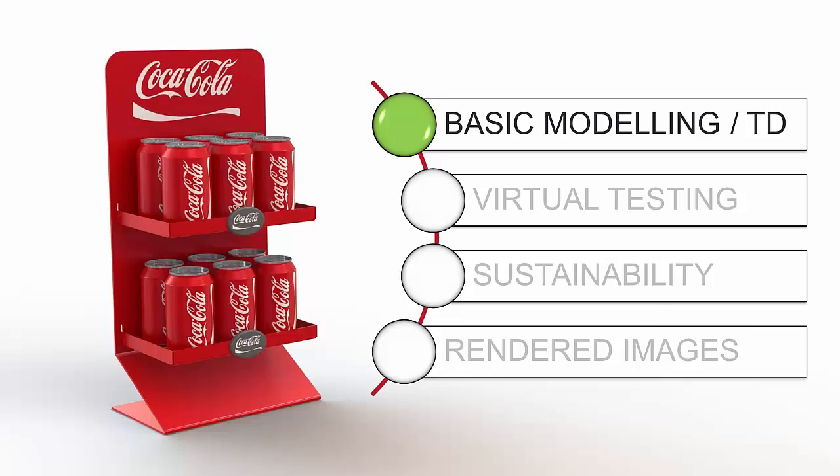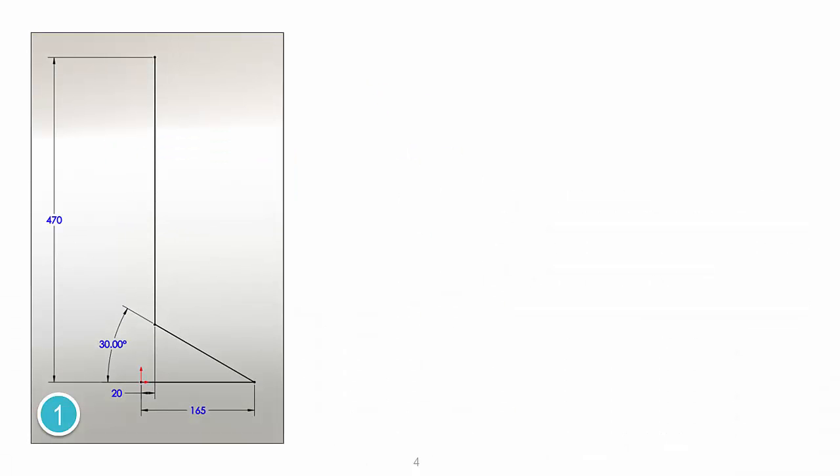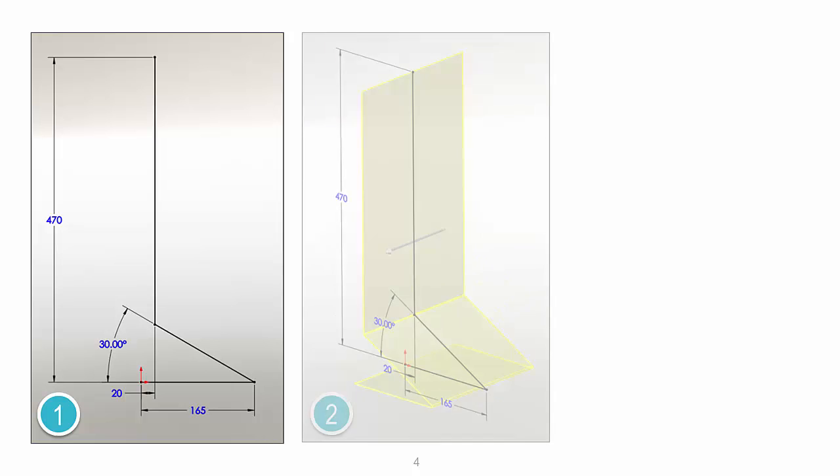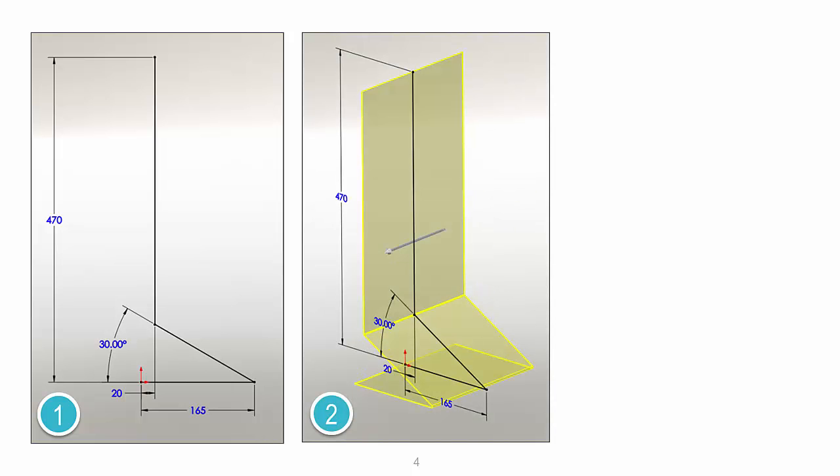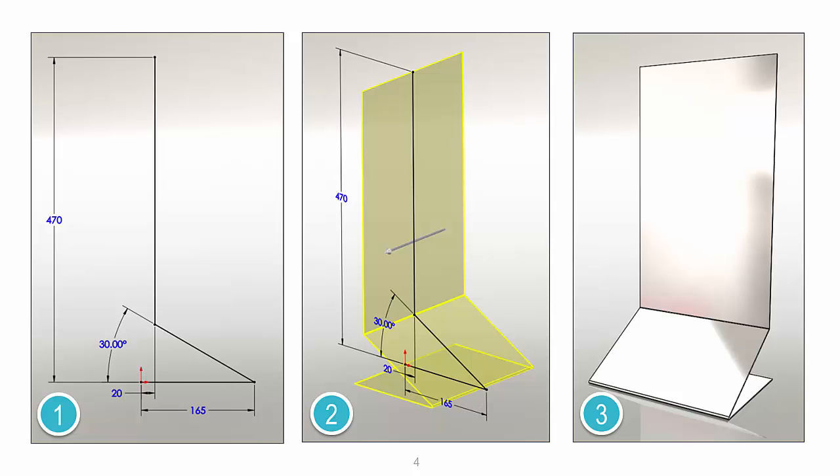Okay, so first of all, we're just going to look at basic modeling and our technical drawing. So the first thing we're going to do is just to draw a side view, if you like, of our back panel. So you can see I've got some dimensions there. That's what we're going to do. We're going to draw that sketch. Then we're just going to give it a material thickness and also say how wide we want it. And we create our back panel.